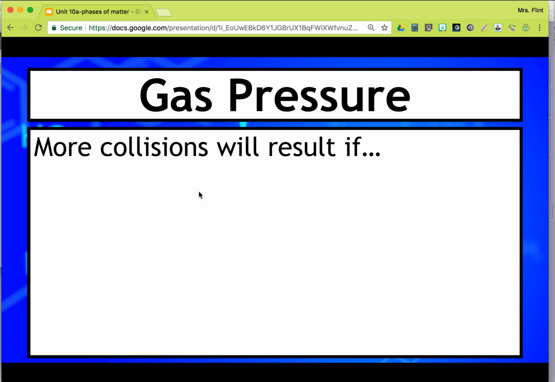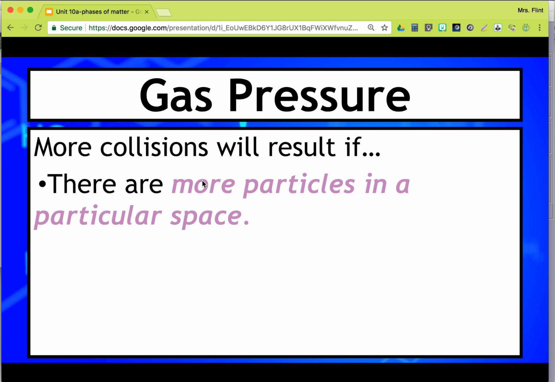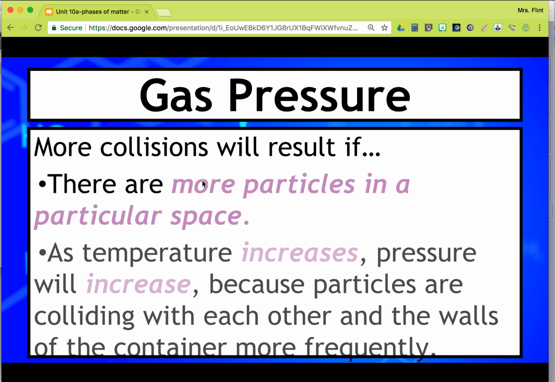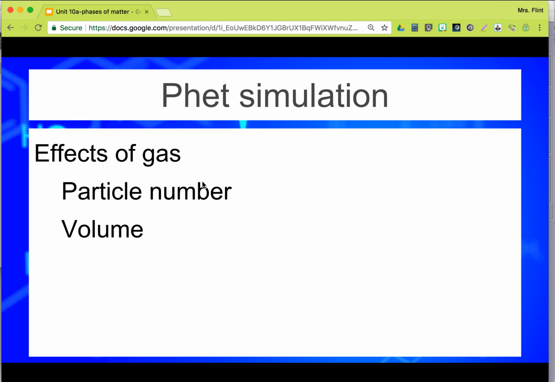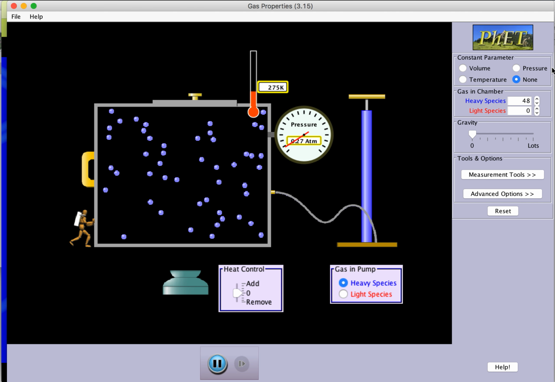More collisions are going to result if there are more particles in a particular space. As temperature increases, pressure will increase because the particles will collide with each other and the walls of the container more frequently. Let's take a look at gas particle number and the effective temperature or volume on our gas particles.